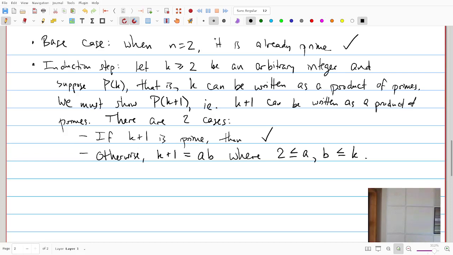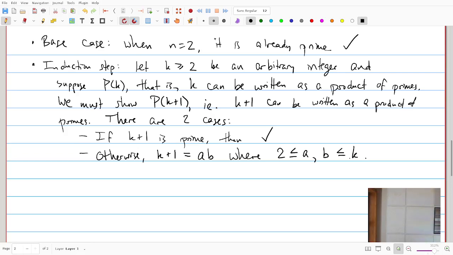This is where I get stuck. I would really like to say that I can write A and B as a product of primes. So when I do A times B, it's a bunch of primes times a bunch of primes, and I get a bunch of primes. However, I don't know that. My induction hypothesis only tells me that K can be written as a product of primes. But one of A and B might be K, but it might not be.